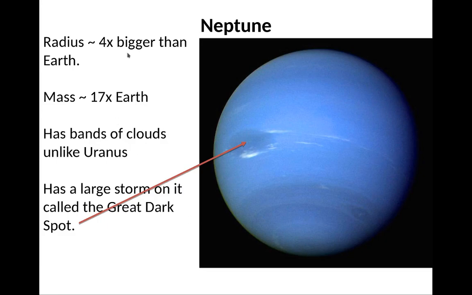Right. The next Jovian planet is Neptune. It's 4 times bigger than the Earth. It's 17 times the mass of the Earth. It has bands of clouds, unlike Uranus, which is something that does have features. It has a large storm called the Great Dark Spot.